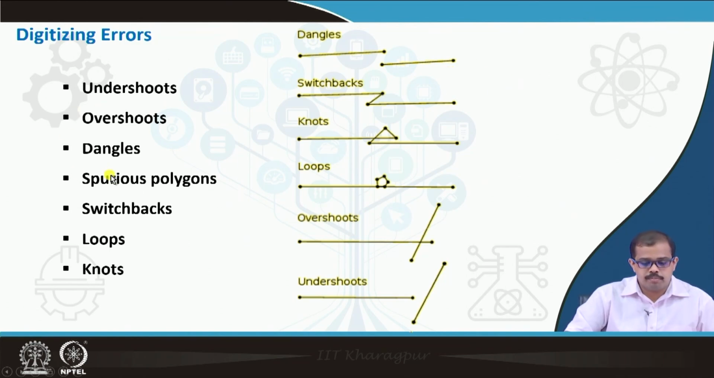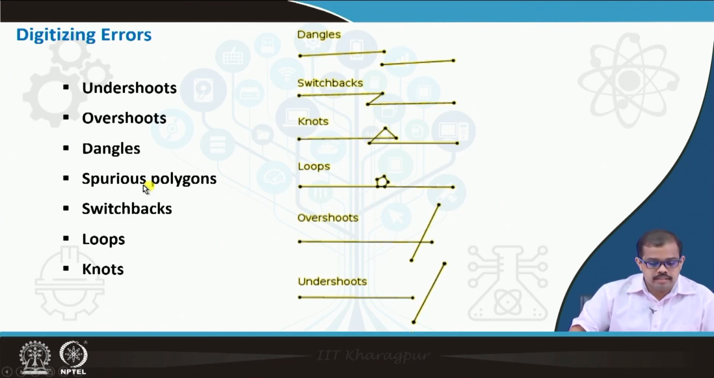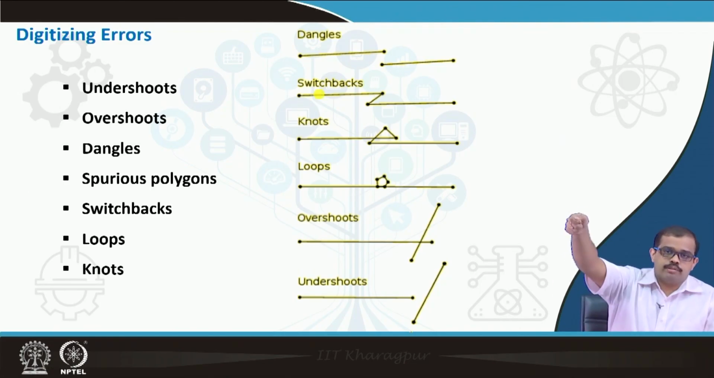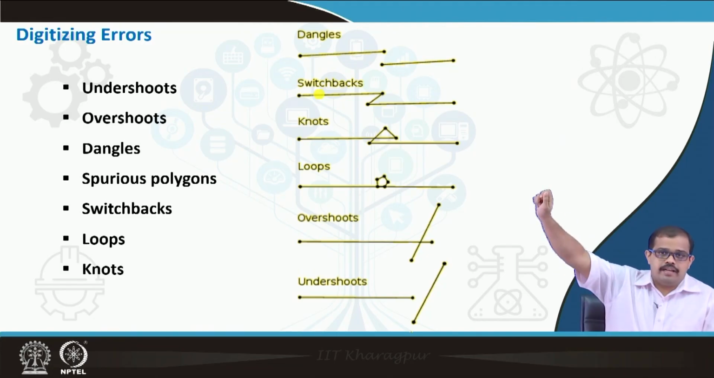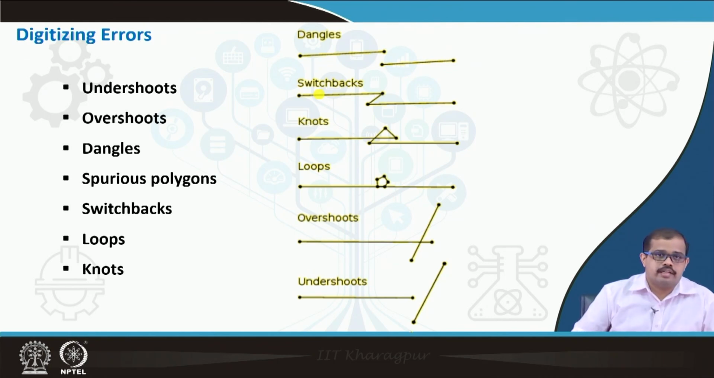Then you have spurious polygons. I have not shown here certain polygons which may not be particularly there. Then you have switchbacks, something like this, where it had to be completely a line segment, but when you are digitizing, you went and overshot and came back and digitized the same line. So these are certain errors that occur. Switchbacks are very commonly seen in most digitized data sets. So look at errors like this, which have to be corrected.